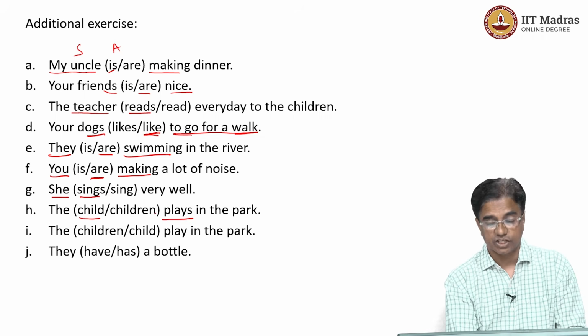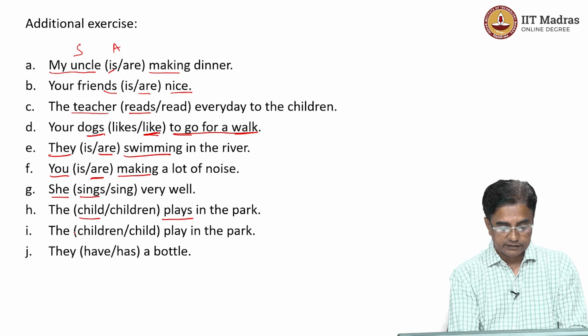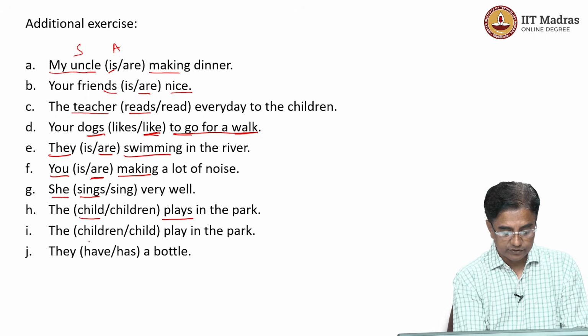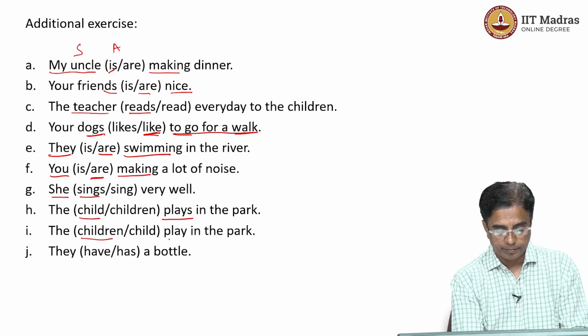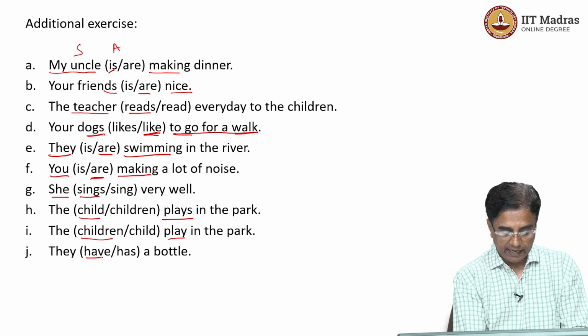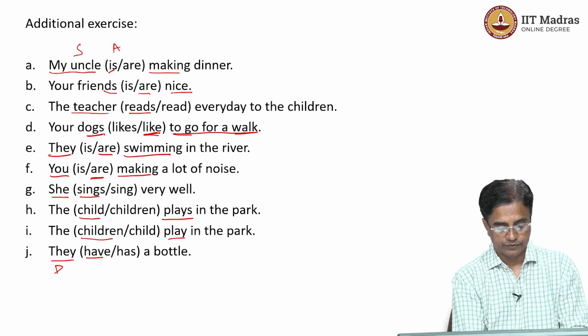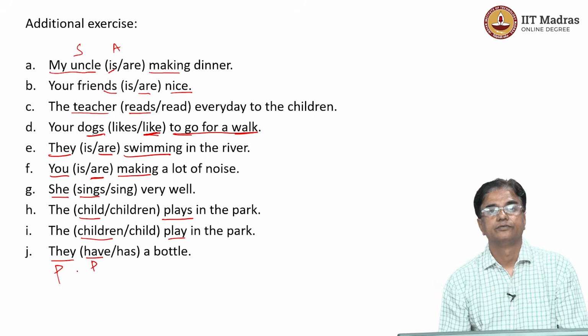If we say children, then we have to say play in the park. Here is an example. So here the children play in the park. They have a bottle, because they is plural. So here we get plural.